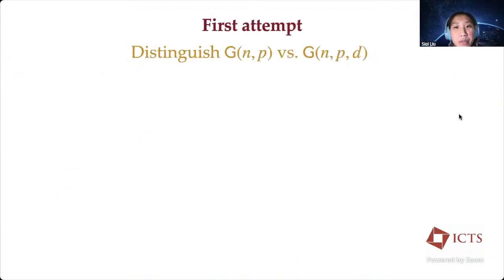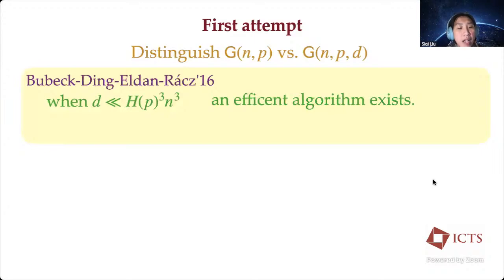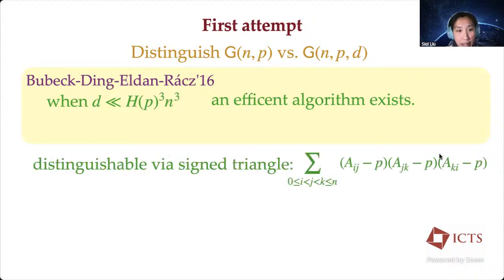This problem, as far as I know, was first studied by Bubeck, Ding, Eldan and Rácz in 2016, in which they studied precisely the question of when we can distinguish efficiently between G(n,p) and G(n,p,d). What they show is first that when d is sufficiently small, there exists an efficient algorithm that distinguishes between the two with high probability. By small, I mean d is smaller than the binary entropy of p raised to the power of 3, times n cubed. And the algorithm is really nice and efficient.